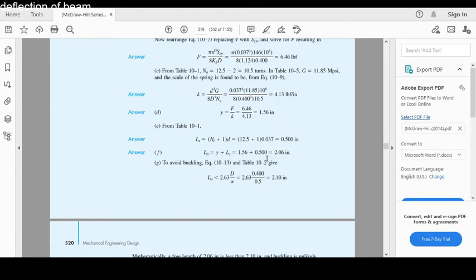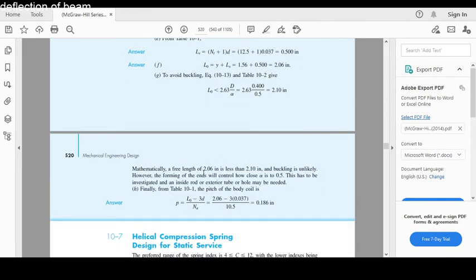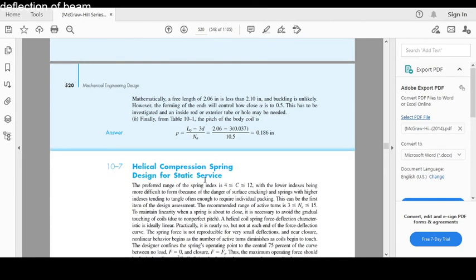Okay, so from table 10.1, you can get the solid length equals Nt plus 1 times d. Okay, so you get 0.5 inch. Okay, the free length L naught equals the deflection y plus the solid length. Okay, you can get 2.06 inches. To avoid buckling, you can get L naught less than 2.63, you can get 2.10 inches. Okay, then buckling will not happen. So mathematically, a free length of 2.06 is less than 2.10 inches, and buckling is unlikely.